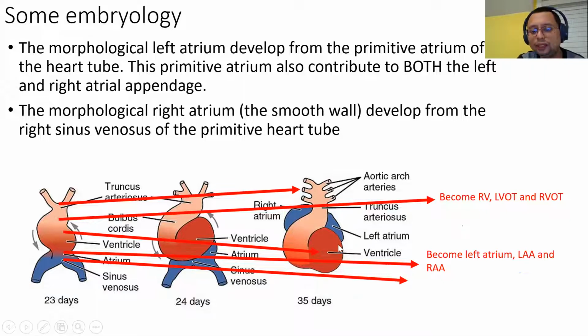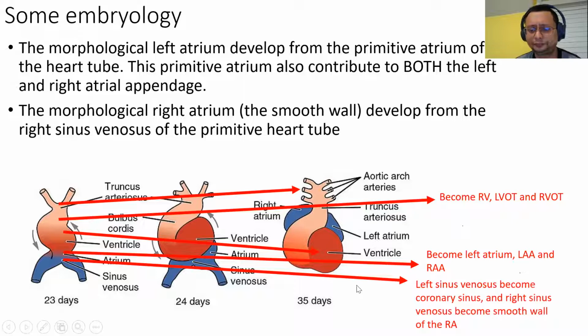When they have looped, this is the final configuration. As you can see here, you have the left atrium that comes from the primitive atrium, the right atrium that comes from the right sinus venosus, the left ventricle that comes from the primitive ventricle, the right ventricle and the right and left ventricular outflow tracts that come from the bulbous cordis, and the aortic arch and the pulmonary artery that come from the truncus arteriosus. So this is how the heart develops during embryological development. I hope you understand that.